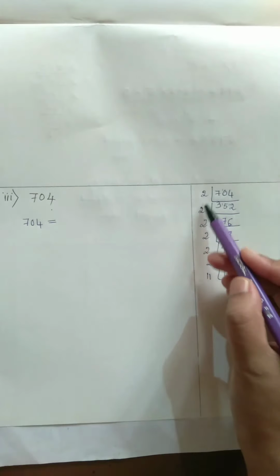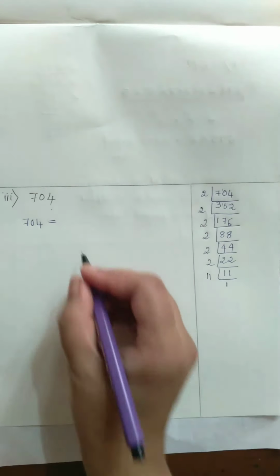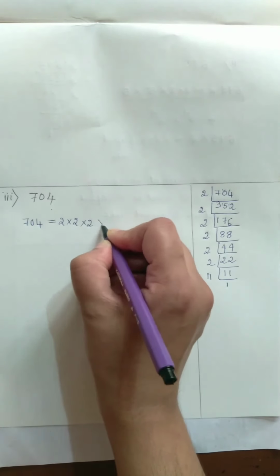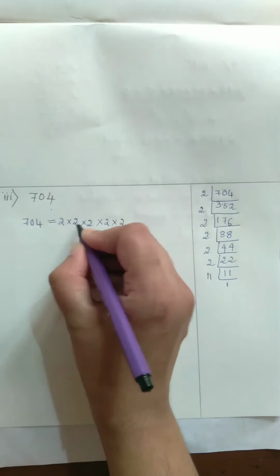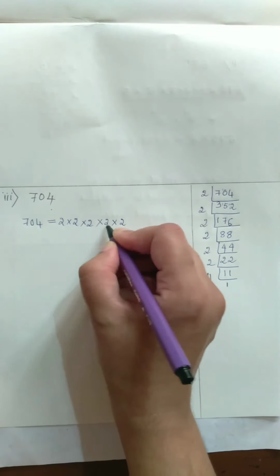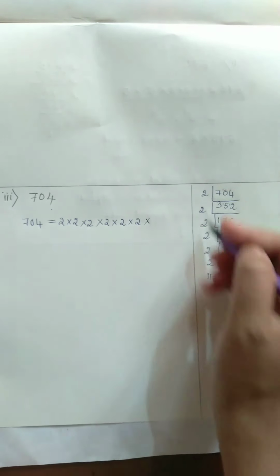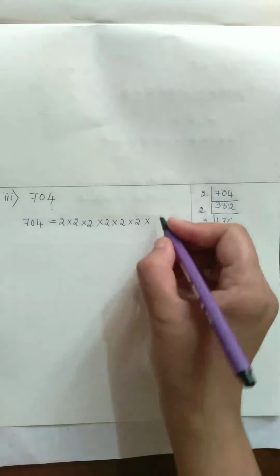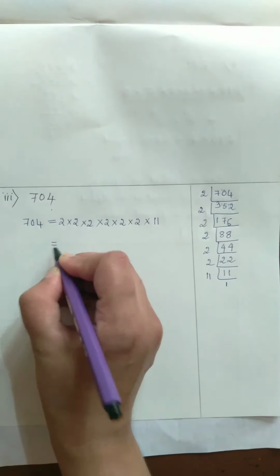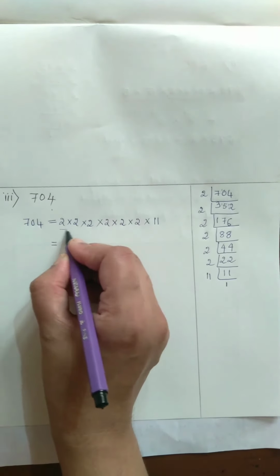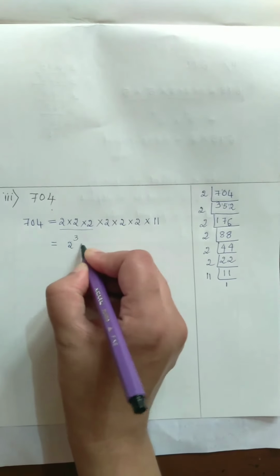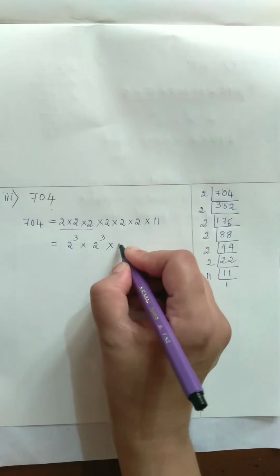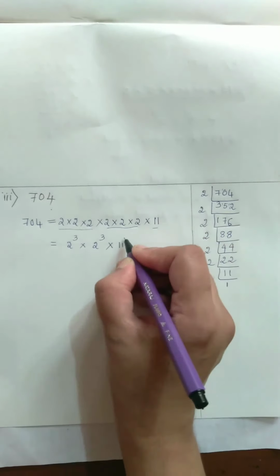children. 1, 2, 3, 4, 5, 6. So, 2 to the power 6. So, let us write 2 into 2 into 2 into 2 into 2 into 2, 6 times. So, 2 to the power 6. Then, we have 11, which is appearing only once. So, 11. Now, when we group 2 into 2 into 2, it is 2 cube into 2 cube into 11, which has appeared only once.